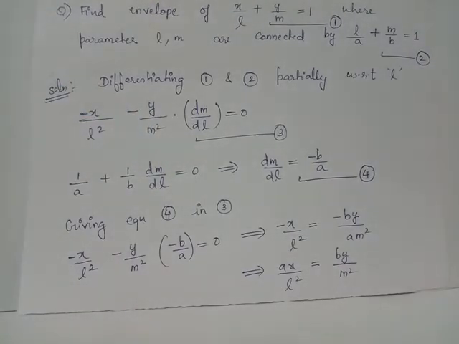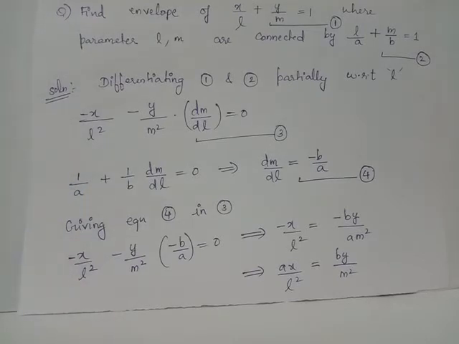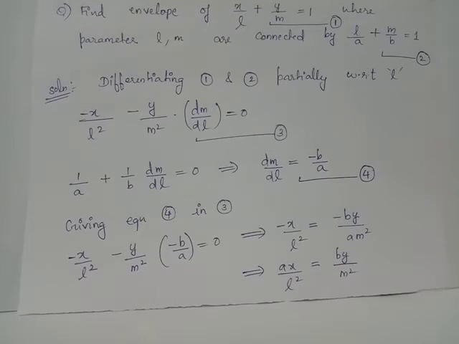Taking partial derivative of equation 2 with respect to l, we will get 1 by a plus 1 by b into dm by dl equals 0. We have dm by dl appearing here because from equation 2 it is clear that m can be expressed as a function of l, or m may involve terms containing l. This equation can be rewritten as dm by dl equals minus b by a. Let us call this equation 4.